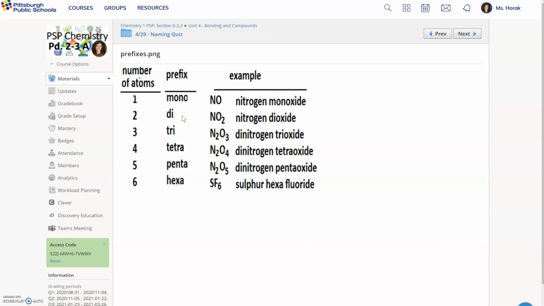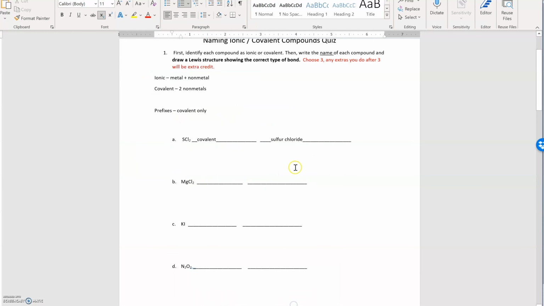So we have SCl2. S is just 1. It's the first element, so we're not going to use mono. But for the Cl2, we are going to use di. So we're going to add that prefix to our name. It's going to be sulfur dichloride. And that is our second point. So we've done half of the points for this problem. We identified whether it's ionic or covalent, that's 1 point, and we named it, which is the other point.